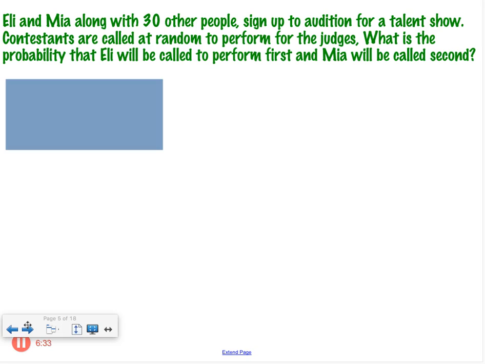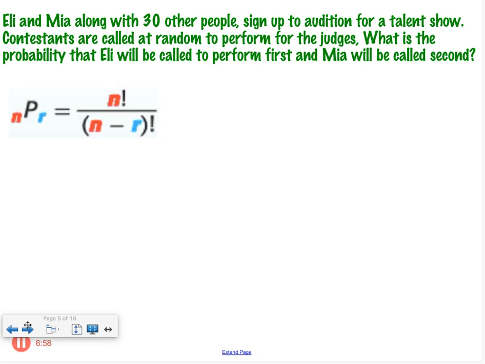So step one, we have to figure out permutation or combination. Does order matter or does order not matter? Yeah, it matters. It says contestants are called at random, but it asks for the probability Eli will be called first and Maya second. So order matters. So I'd write down permutation. That's the formula we're using. Order matters.